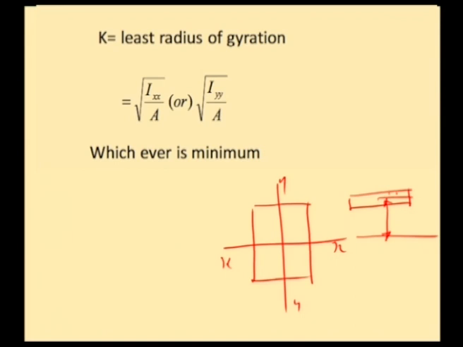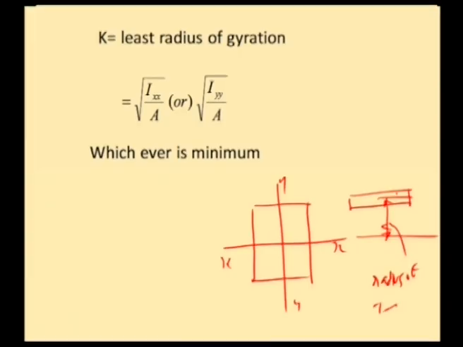So, that will decide the distance, which is called the radius of gyration. Radius of gyration is defined as the distance at which an equivalent strip should be placed to get the same moment of inertia. Similarly, the radius of gyration, this is with respect to x axis.